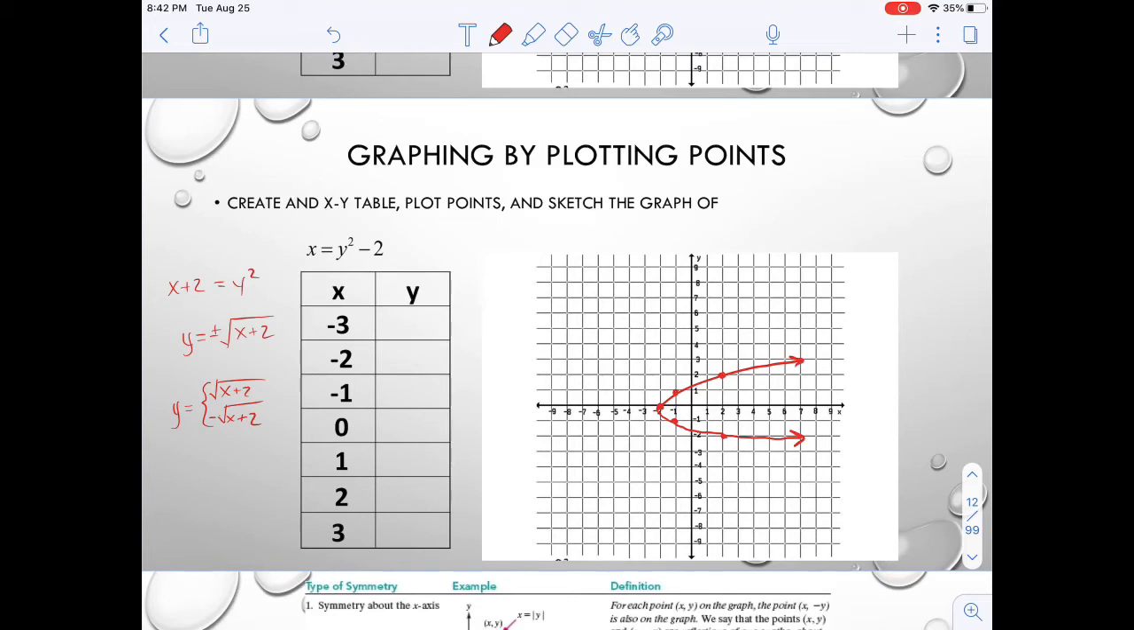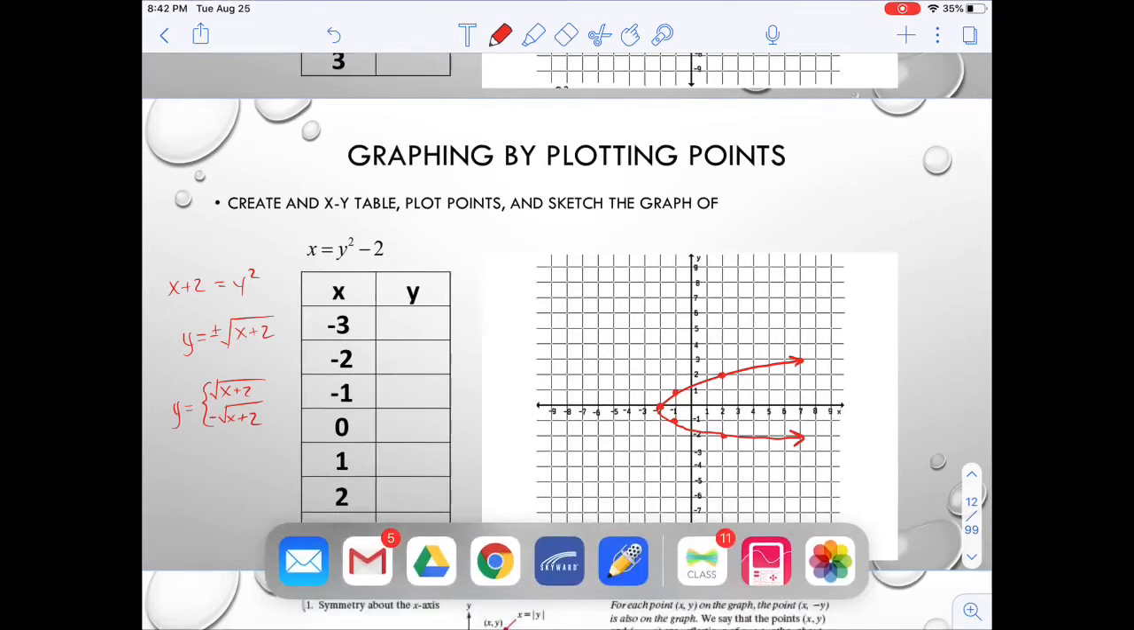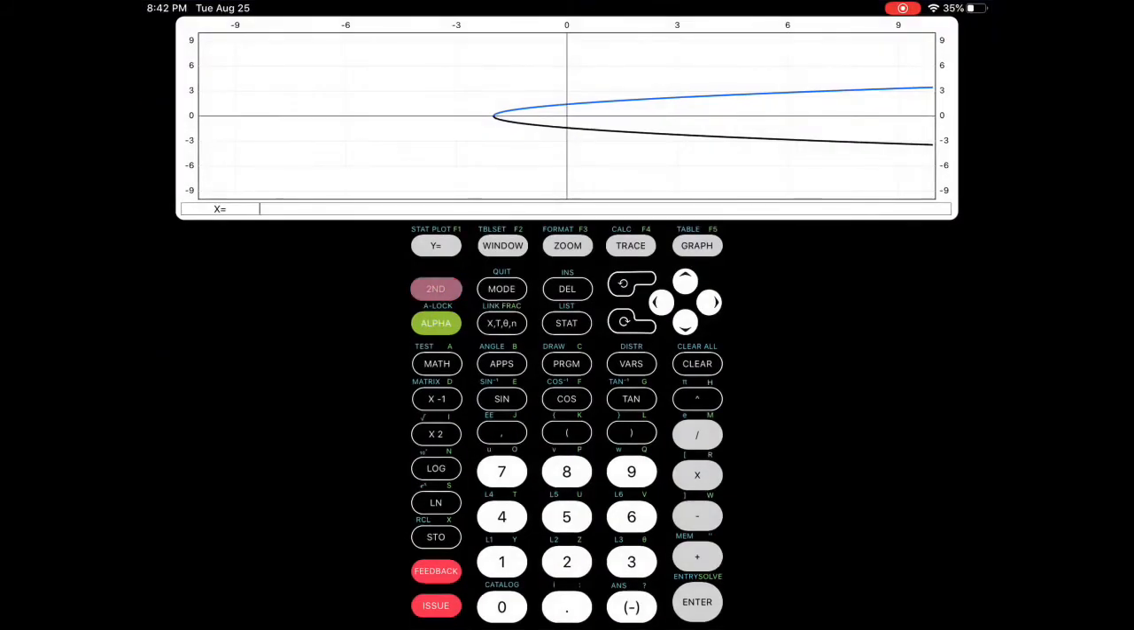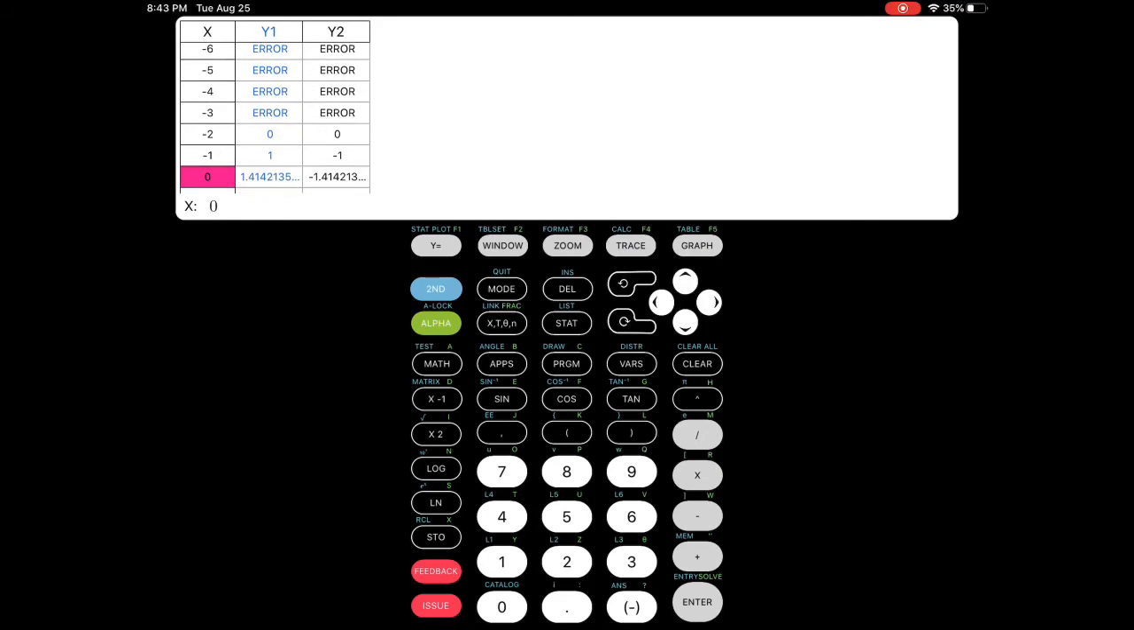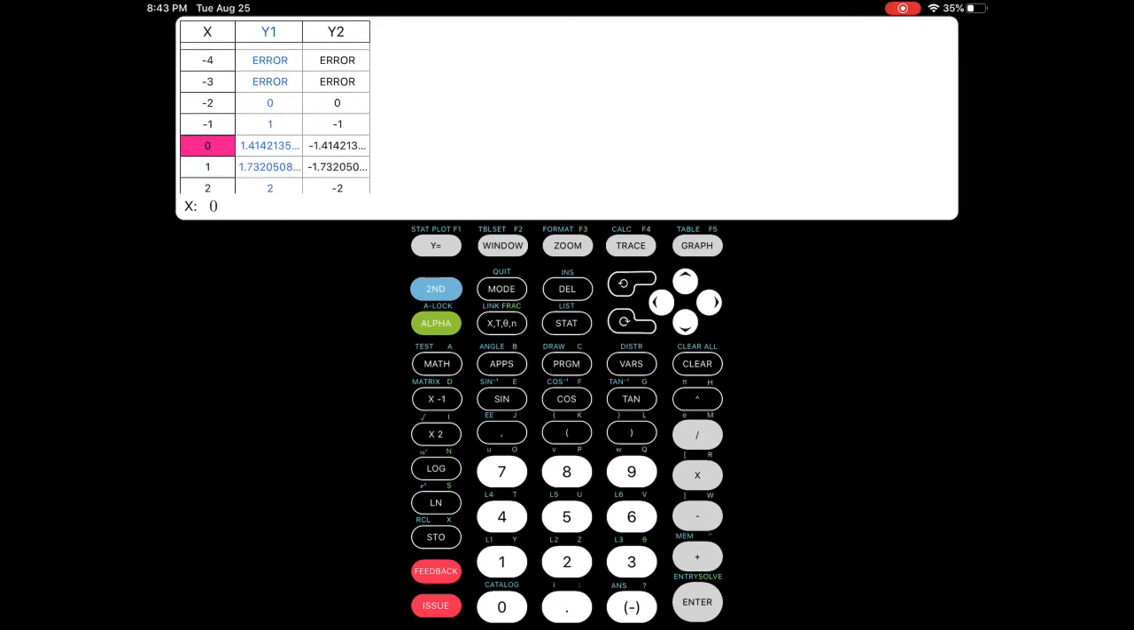But what I really wanted to show you guys is how we can go into the graphing calculator, how we can generate the XY table, and how we can come up with some of these values. One thing I do want to point out is notice that if I come in here, I do get some errors. Like -3 gives me an error.